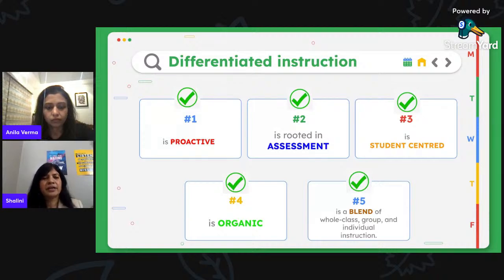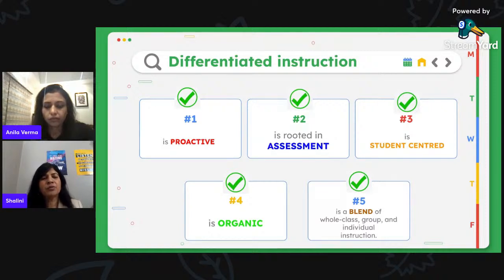It is organic. So many times we make plans right in the beginning of the unit or before the unit, and we say that okay, I have put all the differentiated activities in my planner and I am done, and this is what I am going to follow in the entire unit, let it be unit of inquiry or maths or English, whatever we are planning. But it is quite organic in nature. The plan that you made for differentiation may or may not work.